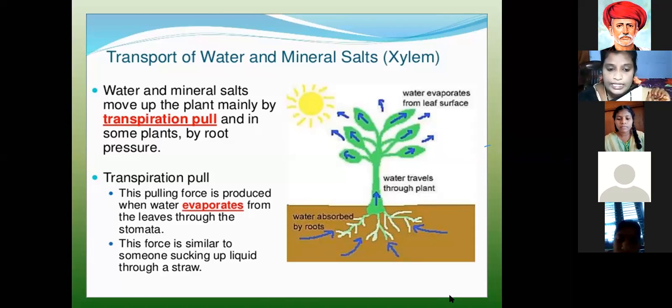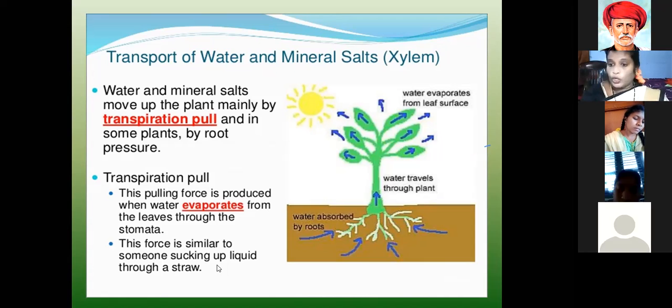Next, this force is similar to someone sucking up liquid through a straw. We take a glass of water, keep the straw in it and suck the water or juice, and the liquid goes inside. Similarly, through the stomata, the water from the plant's leaves is converted to water vapor. Easily, the water evaporates.